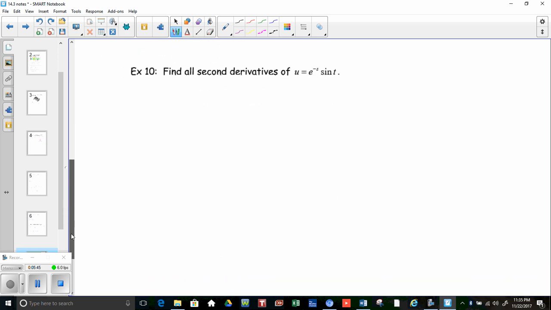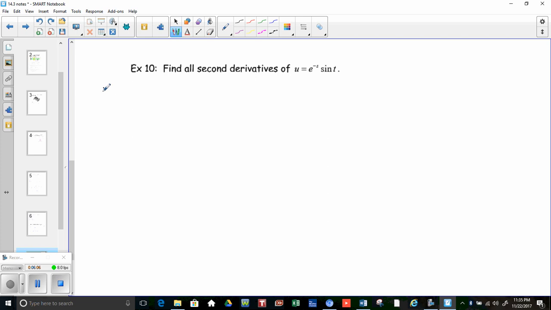All right, number 10 says find all second derivatives of u equals e to the negative s sine t. Second derivatives, just like you would do before, is going to be the derivative of the derivative. However, it's going to change things a little bit. We're actually going to have to find, well, here, I'll just walk through it with you.